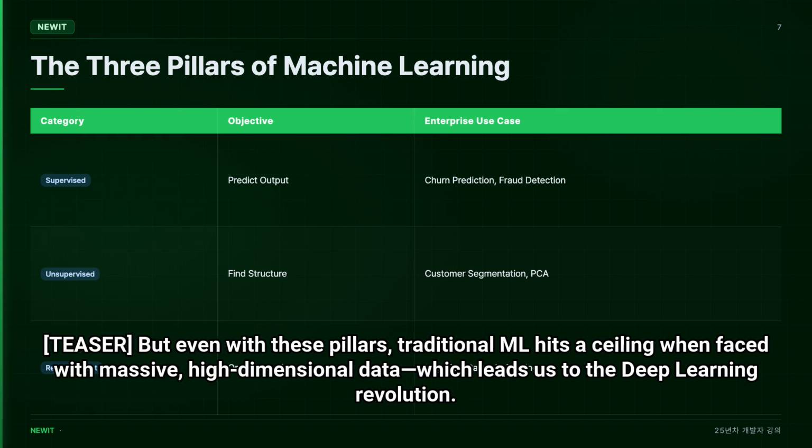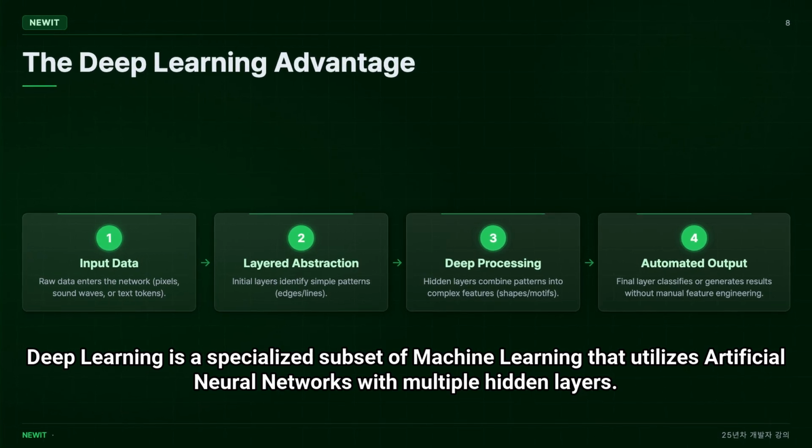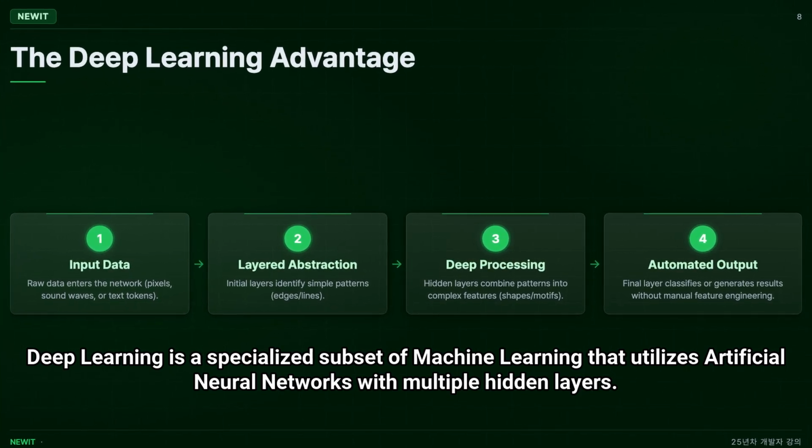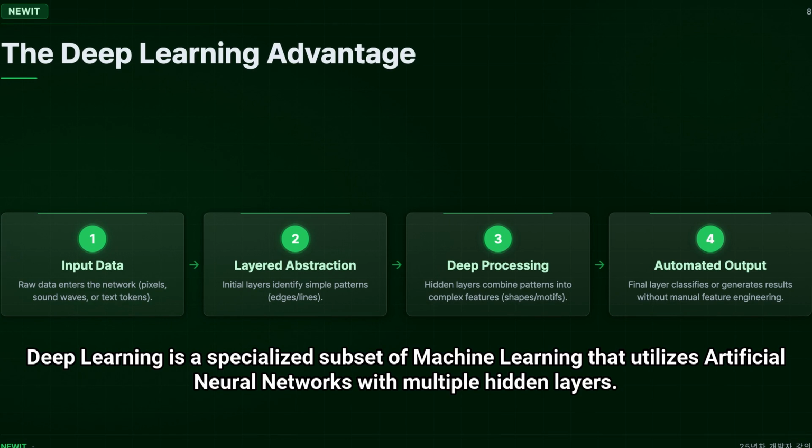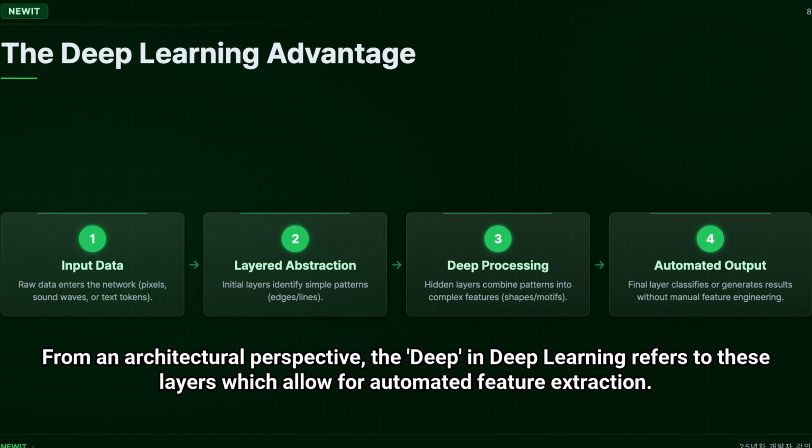Teaser. But even with these pillars, traditional ML hits a ceiling when faced with massive, high-dimensional data, which leads us to the deep learning revolution. Deep learning is a specialized subset of machine learning that utilizes artificial neural networks with multiple hidden layers. From an architectural perspective, the "deep" in deep learning refers to these layers, which allow for automated feature extraction.